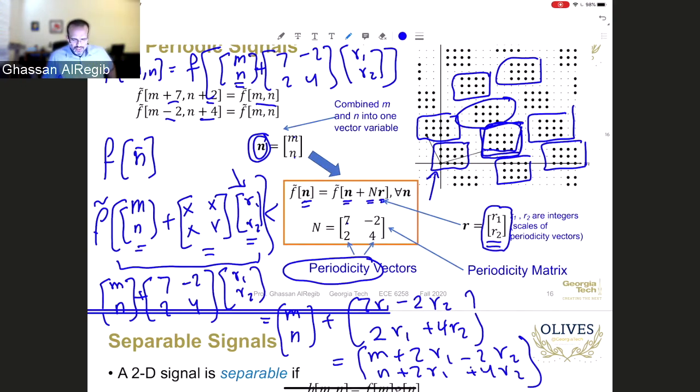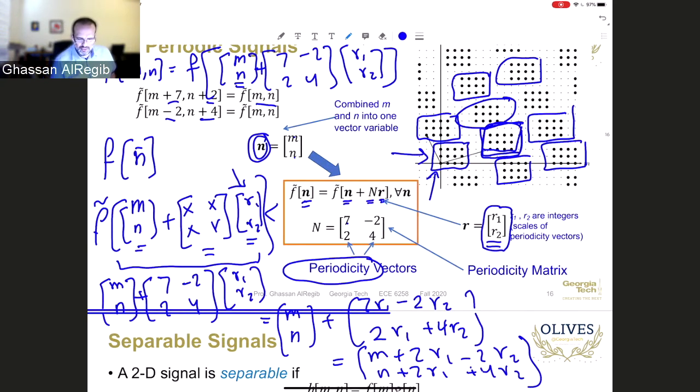If they are zeros, then basically we are in the first copy here. If R1 is equal to one and R2 is equal to zero, then all I'm shifting is M by seven and N by two. If R2 is equal to one and R1 is equal to zero, then I'm shifting M by minus 2 times 1, and then N by 4 times 1, which is N plus 4.